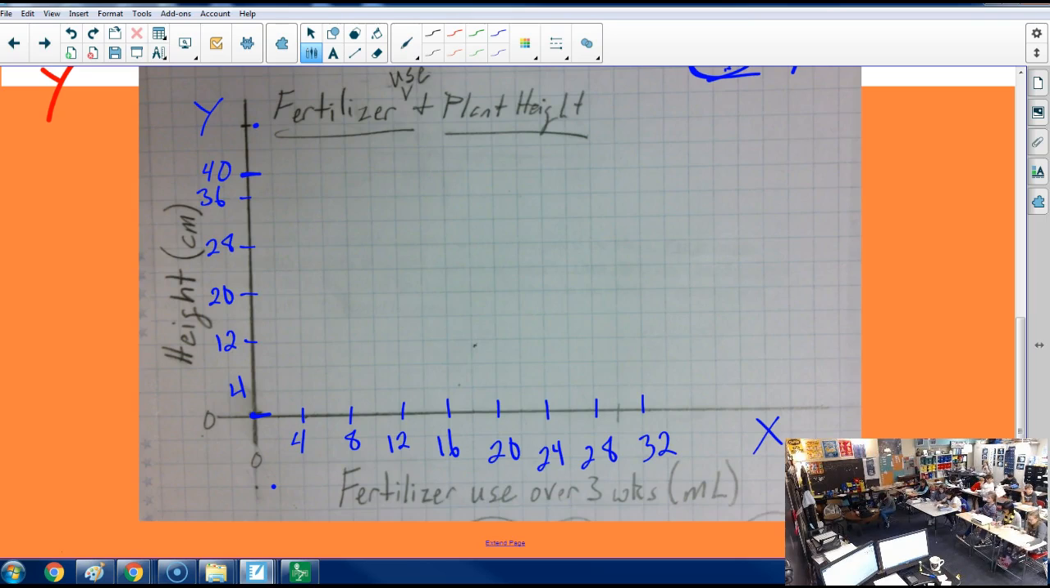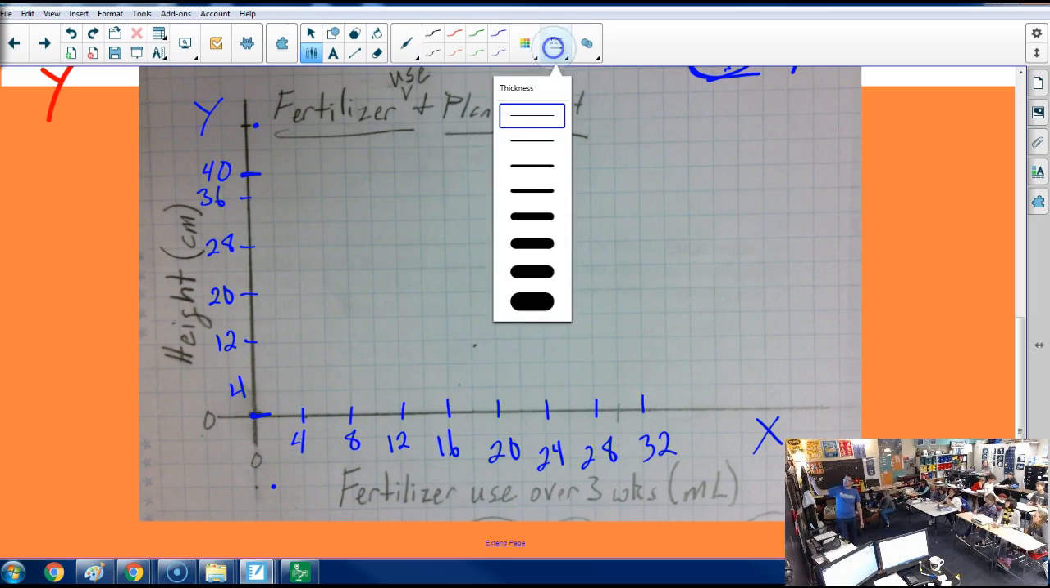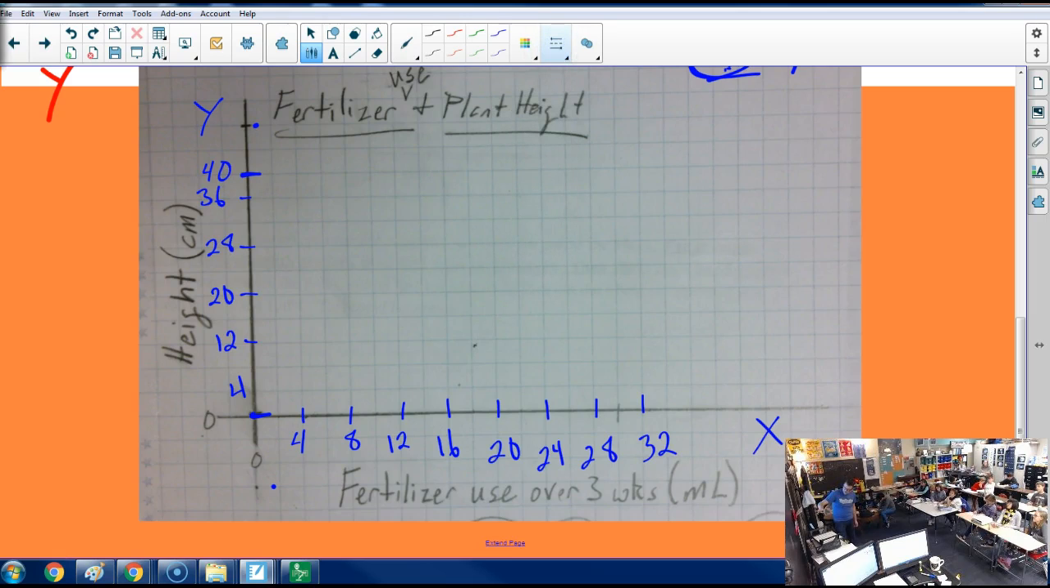Then plot these points. What is the scale for the y-axis? By 4s, but then I just didn't label all of them because it'll get really messy. If I label all of them, that's as small as I can write. This would be 8. Okay. This would be 16, 24, 32.